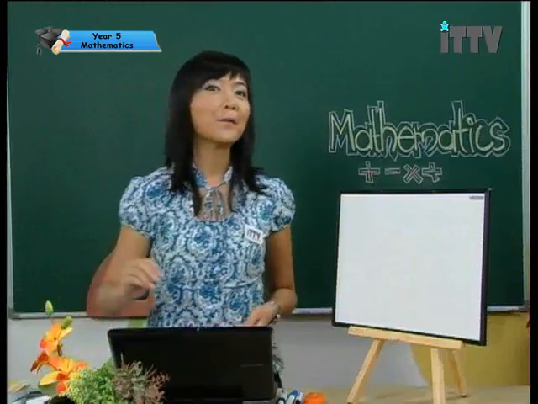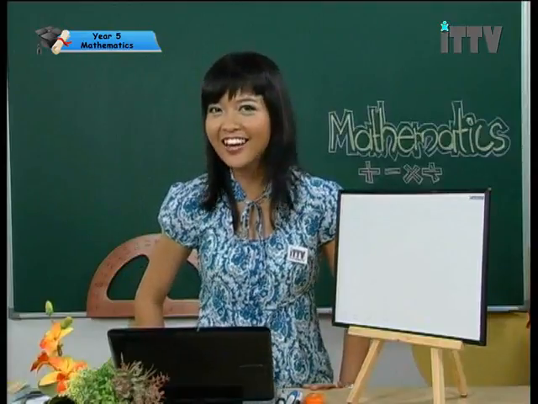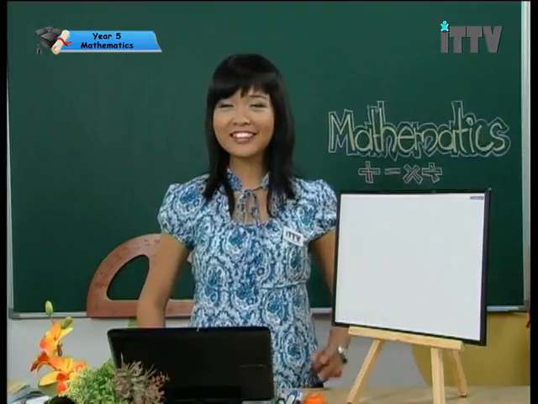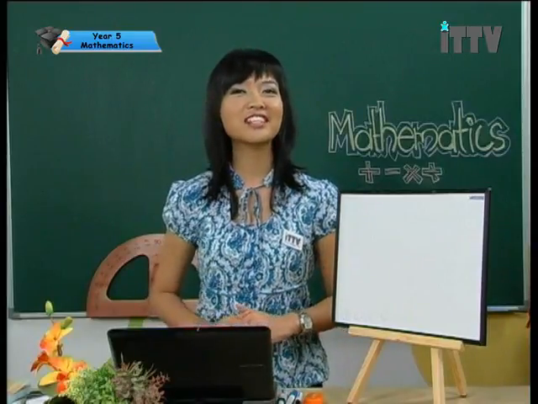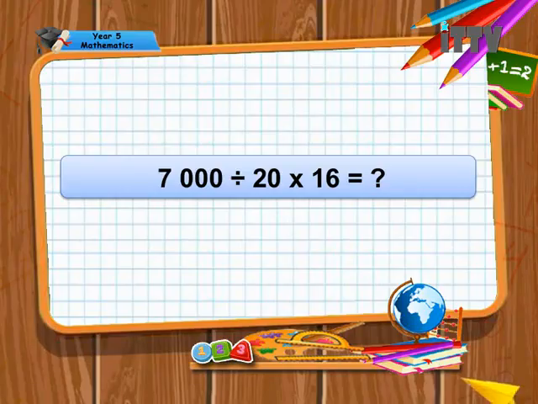Okay, now, in the previous lesson, I gave you some questions to try out, didn't I? Have you finished all of them? You have? Now let's check the answer together. Question number 1. 7,000 divided by 20 times 16.